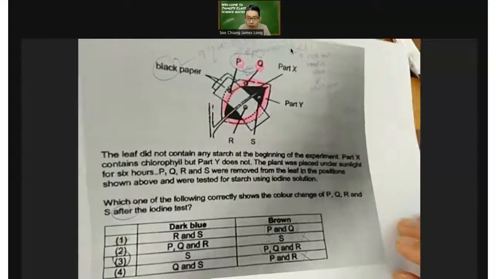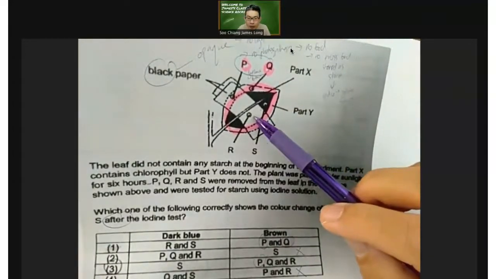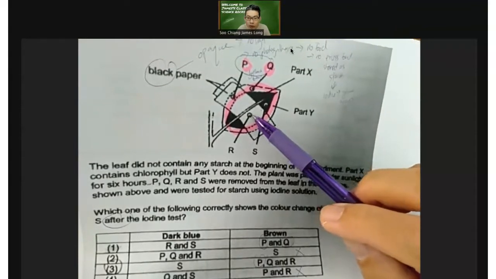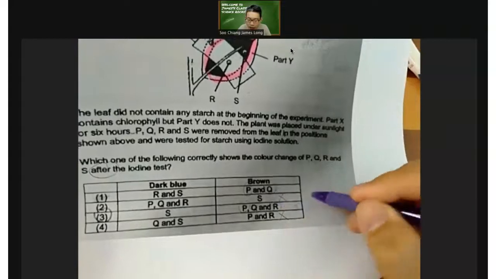So what will have color change? What else will have no color change? The part that's underneath the black paper. So R also will not have color change. I should see R. Okay, R is here. Answer is 3.